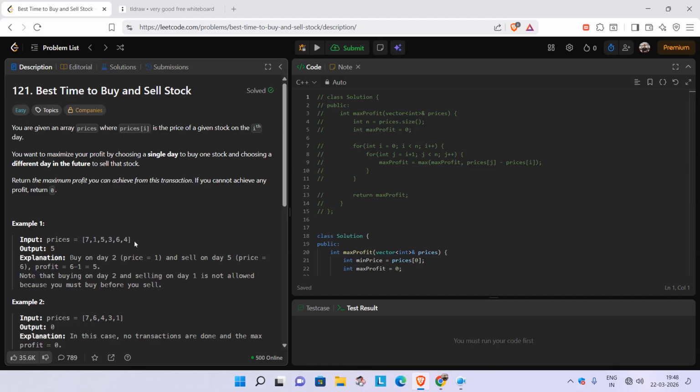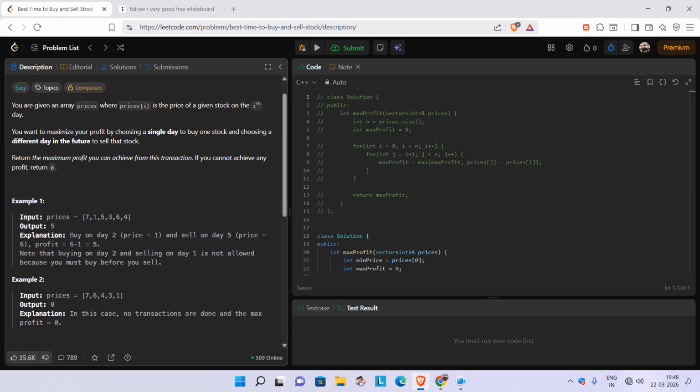A prices array is given. We are given the stock prices for each day, and we need to buy once and sell once, so as to maximize our profit. Think of it like we have choices: either we can buy this stock, or sell this stock, or buy and sell. So this is simply buy and sell, making decisions there.